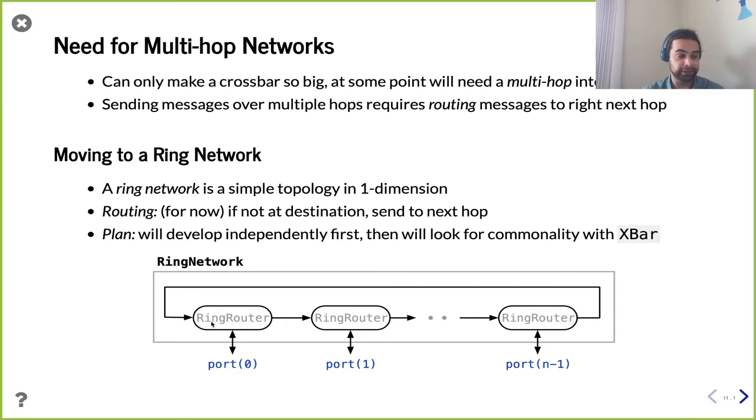So what's the routing process here? The routing process here is really simple. Look at the destination address. If it's me, send it out here. If it's not my destination, just send it forward, right? So traffic always moves around this way. And when it reaches its destination, it just comes off, right? So a super, super simple protocol and routing plan.